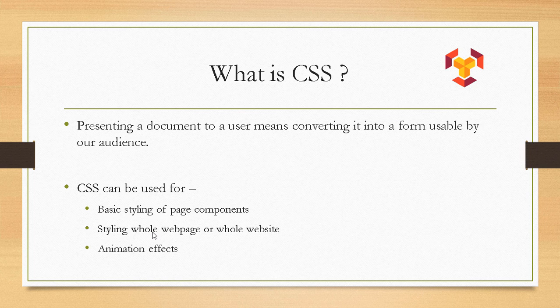Now, presenting a document to a user means converting it into a form usable by our audience. CSS can be used for basic styling of page components, styling a whole web page or whole website, and also to provide some animation effects to our controls. Presenting a document is actually showing it in a format which is accepted by the audience. So, depending upon the audience, the presentation layer can change and vary. And CSS is very useful in those situations.